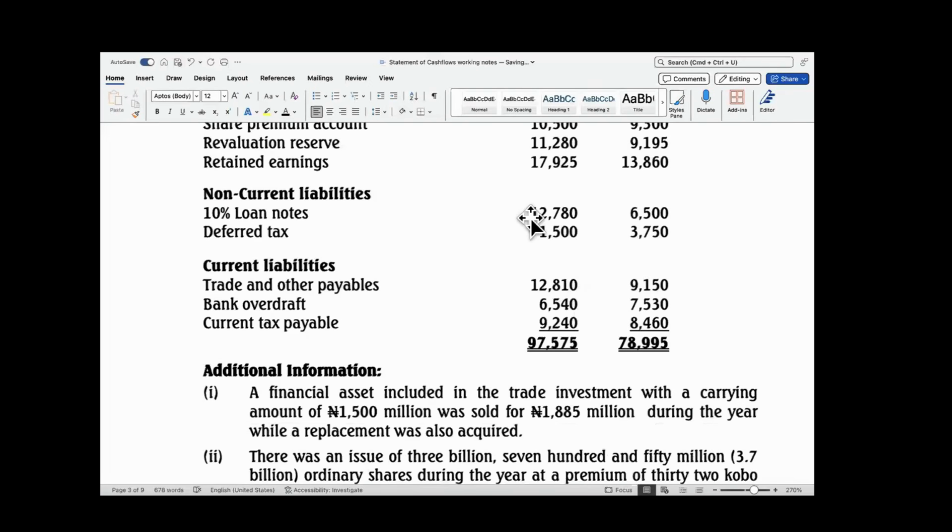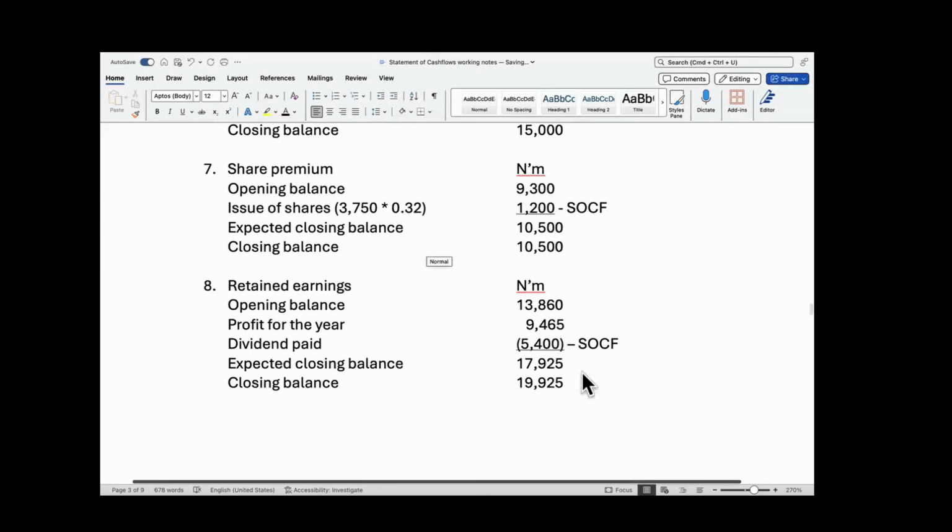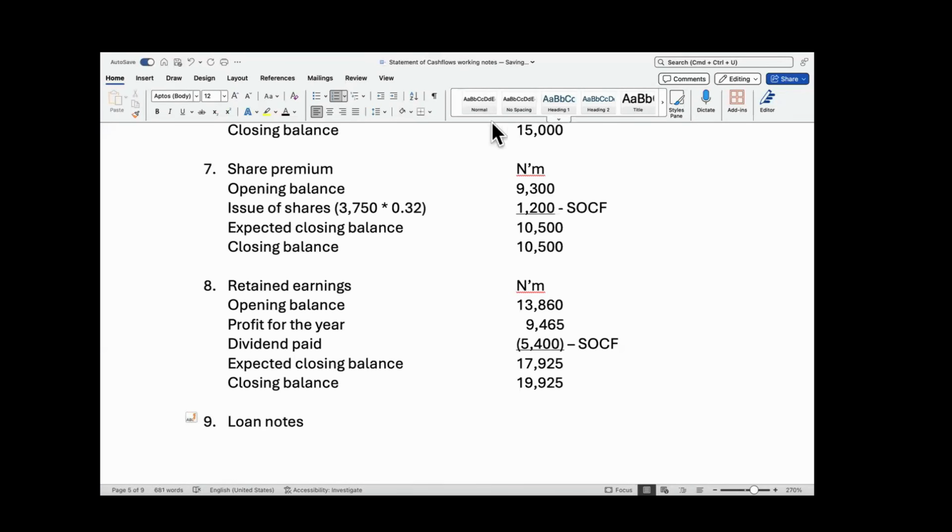Then we move to non-current liabilities. Look at the movement in the non-current liabilities. So let's look at that. There was a 10% loan note. So you wrote the closing balance as 19,925. Oh, okay. Thank you very much.